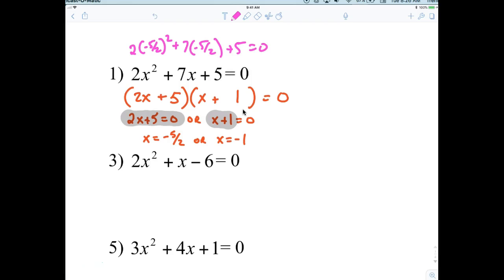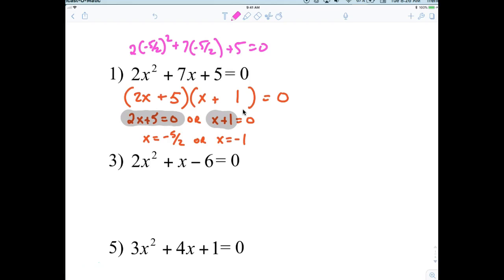Guess what? That equals 0. All right? What happens if I plug in negative 1? It will be 0. All right, is everybody with me on this? That's how simple it is. Very, very simple.